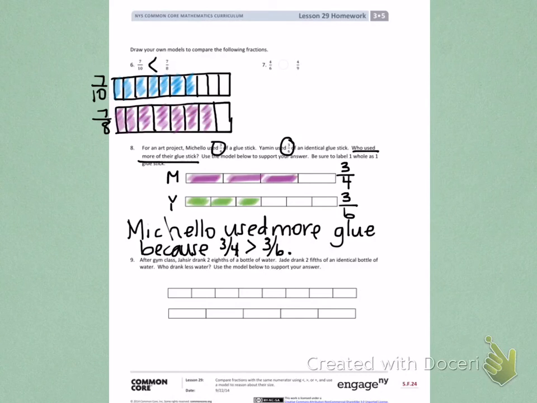Number 9. After gym class, Yasir drank 2/8 of a bottle of water. Jade drank 2/5 of an identical bottle of water. Who drank less water? Use the model below to support your answer. On your own, you're going to label for Yasir and Jade, making sure that you are labeling 2/8 and 2/5. After you shade, decide who drank less water, using the pictures to help you.